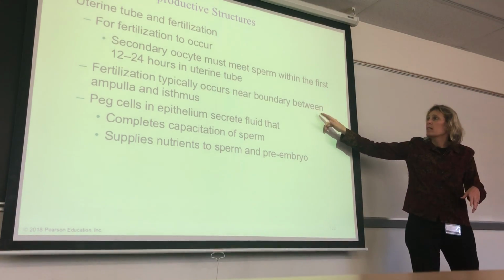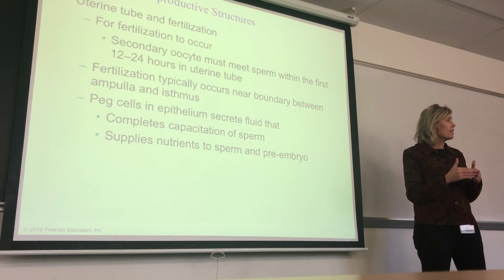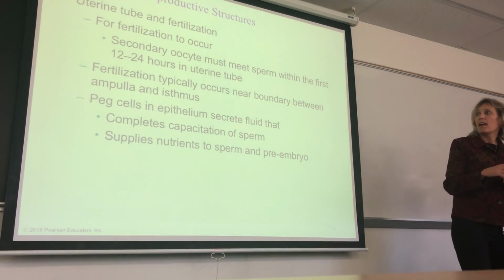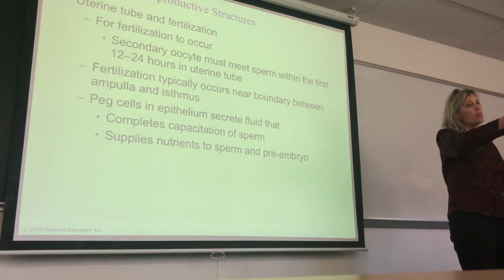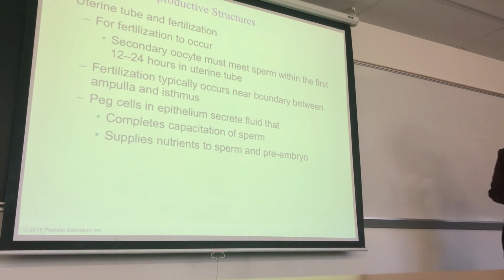Usually, the fertilization occurs between that ampulla and the isthmus. That's where fertilization occurs, and then that newfound cell is going to make its way into the uterus, and that's where it's going to implant once it's into the uterus in the endometrium.